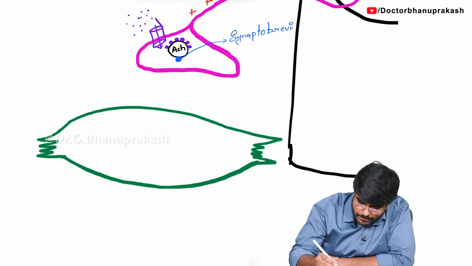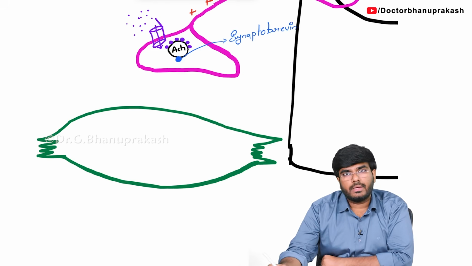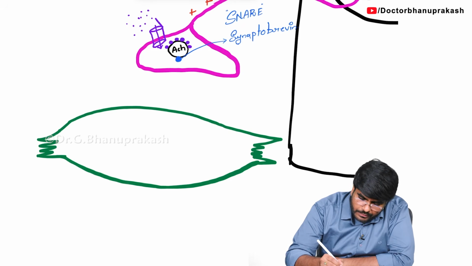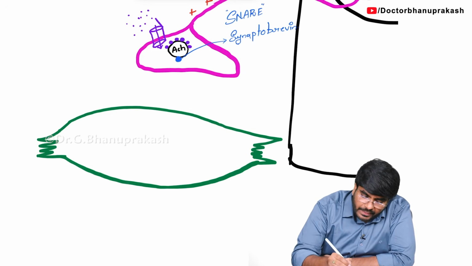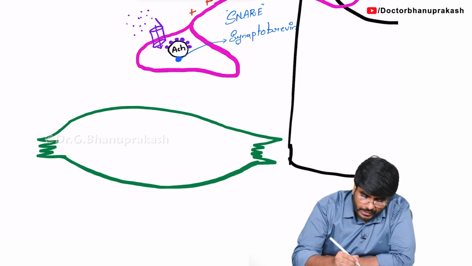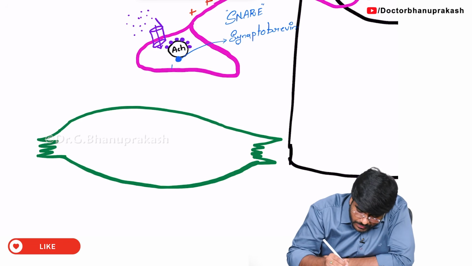Synaptobrevin. It is called synaptobrevin, a type of SNARE protein. Now, on the presynaptic membrane, there is one more protein present like this.